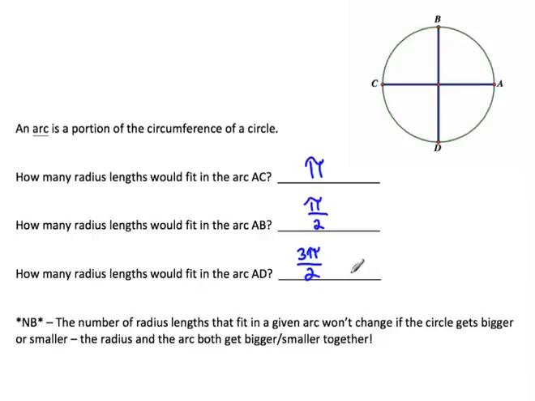And importantly, this isn't going to change if the circle gets bigger or smaller. It's still going to take the same number of strings to get from A to B, for example, or A to C, because as the circle gets bigger, the radius and therefore the strings would get bigger as well. And the same thing if it gets smaller.